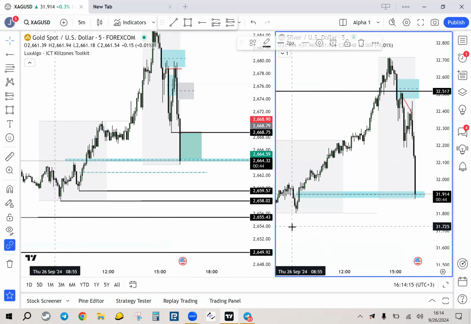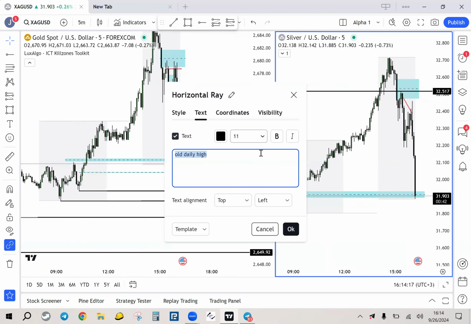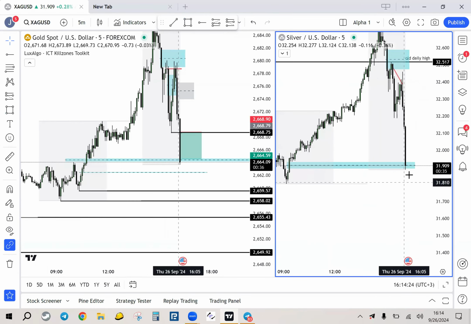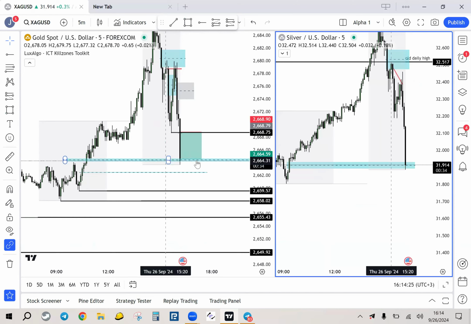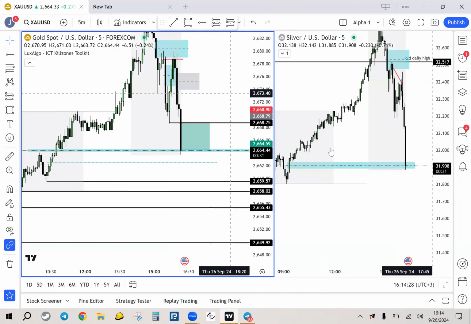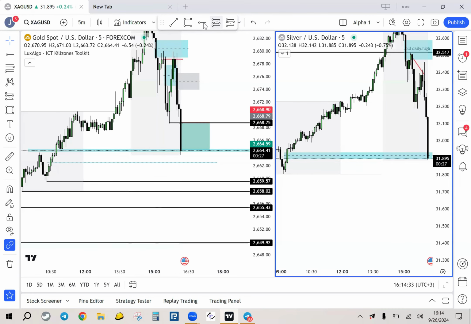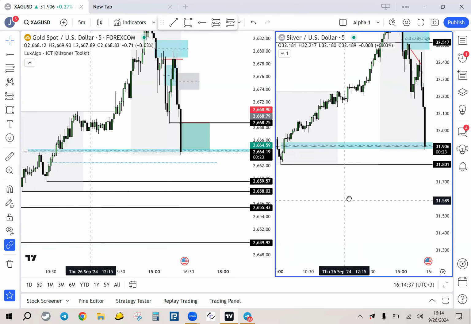Let's just put this like that. Old daily high. So we don't want gold to reject from here, right? But definitely we also don't want to see silver rejecting from here. Now then we have this London low for silver.